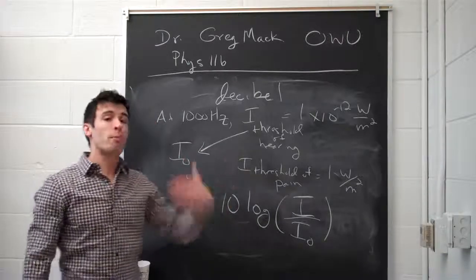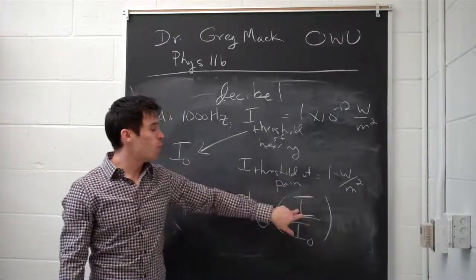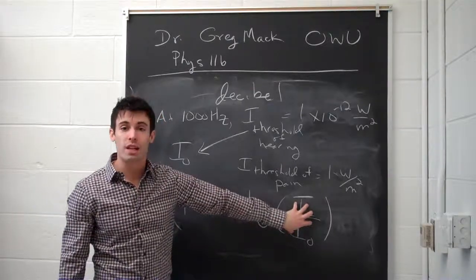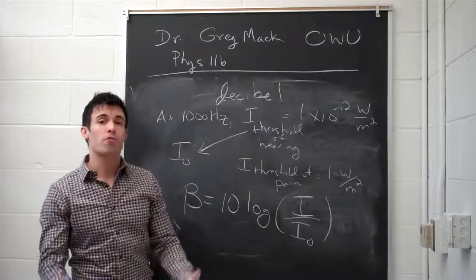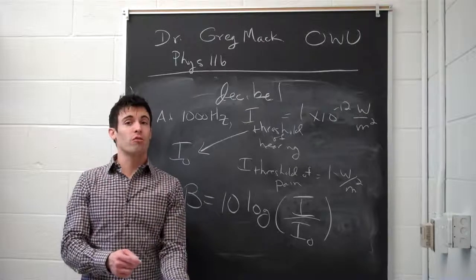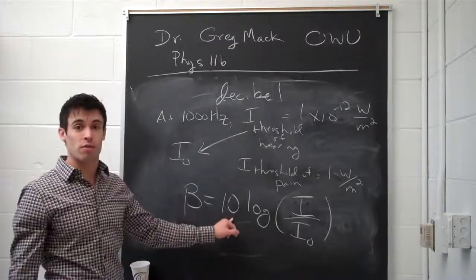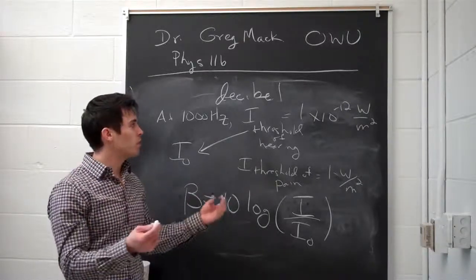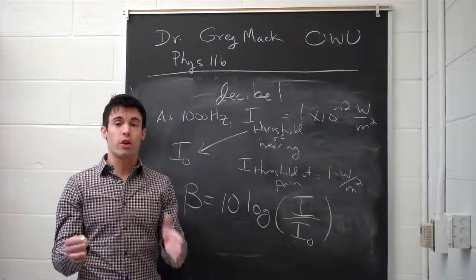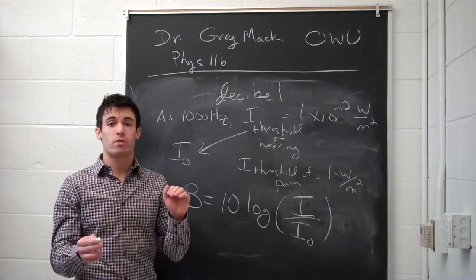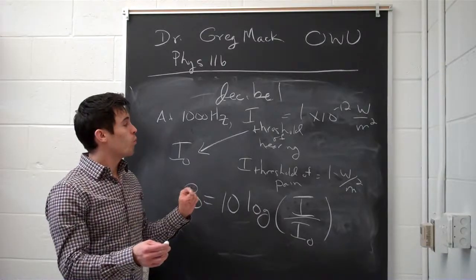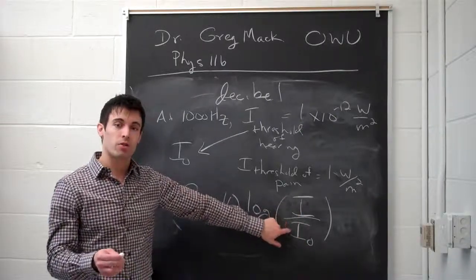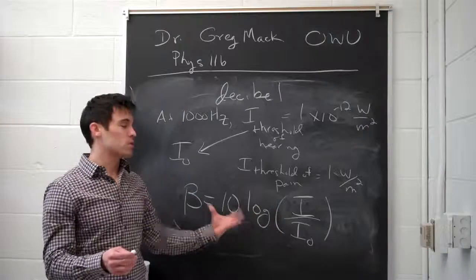Okay. If we go all the way up to the threshold of pain, then this is 1 watt per meter squared divided by 1 times 10 to the minus 12th, which ends up giving you 10 to the 12 inside here. And the log of 10 to the 12 is 12, and so the decibel level for the threshold of pain then is 120 decibels, because you multiply by this factor of 10 out here. Okay. So really, the tolerable range for hearing goes from 0 decibels to 120 decibels. Okay. And we have to be able to deal with how the intensity changes relative to the threshold of hearing to be able to talk about the decibel system.